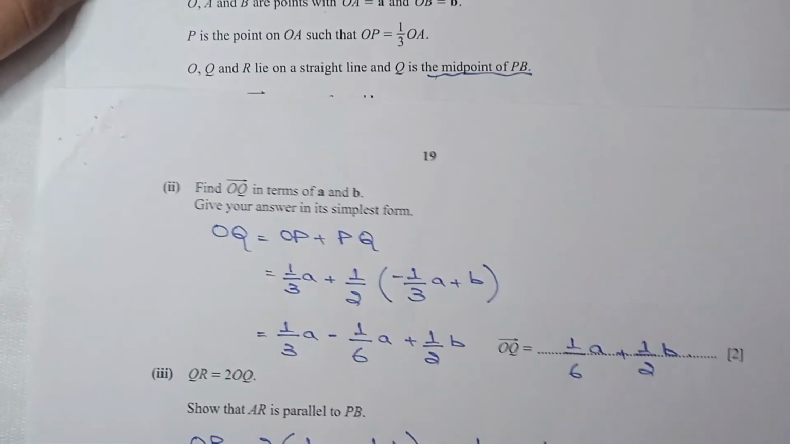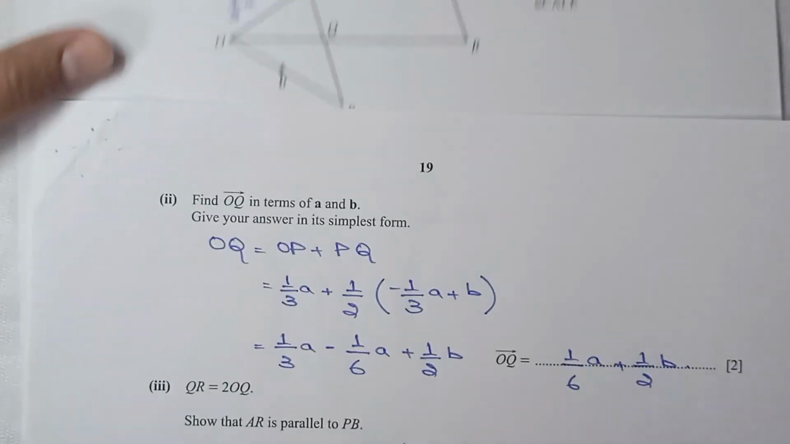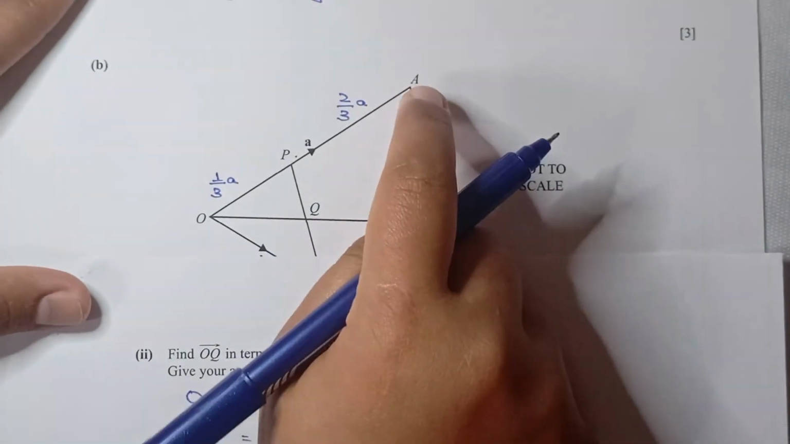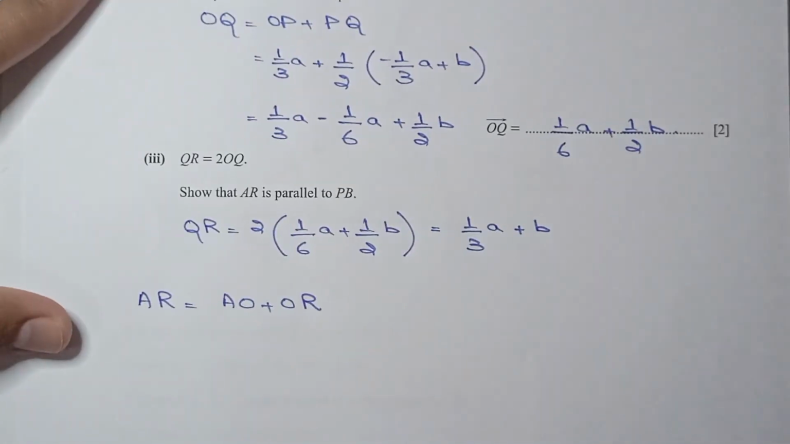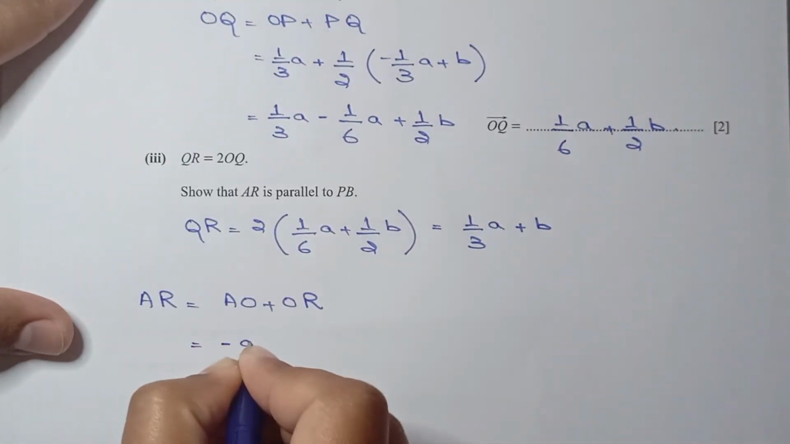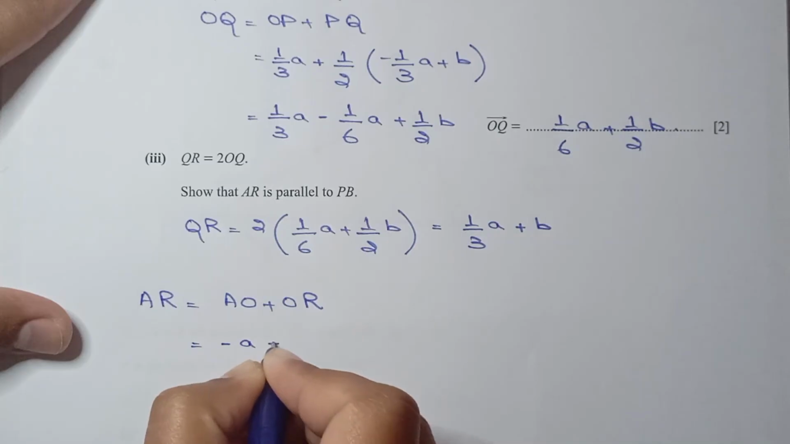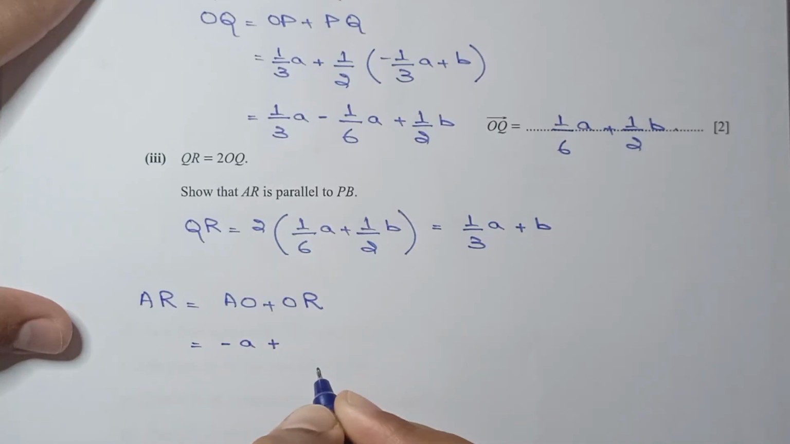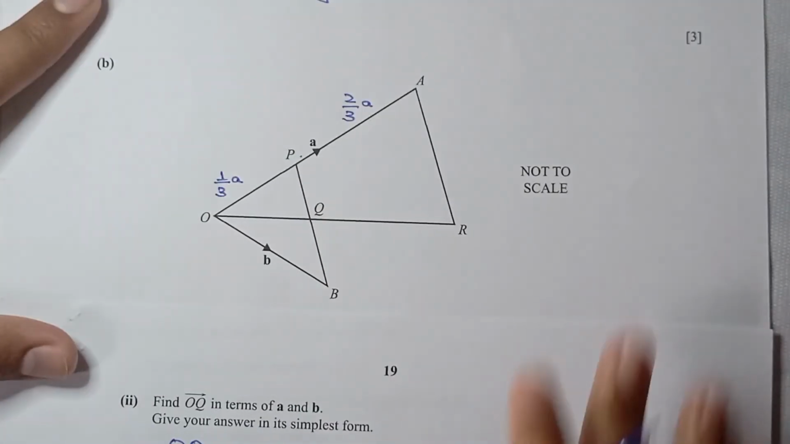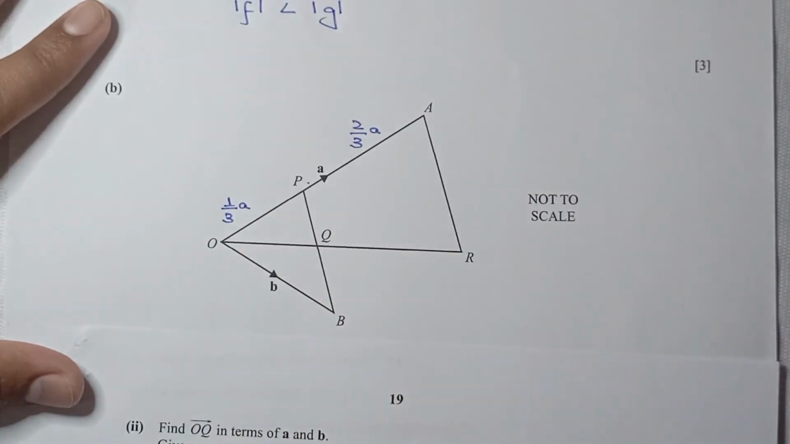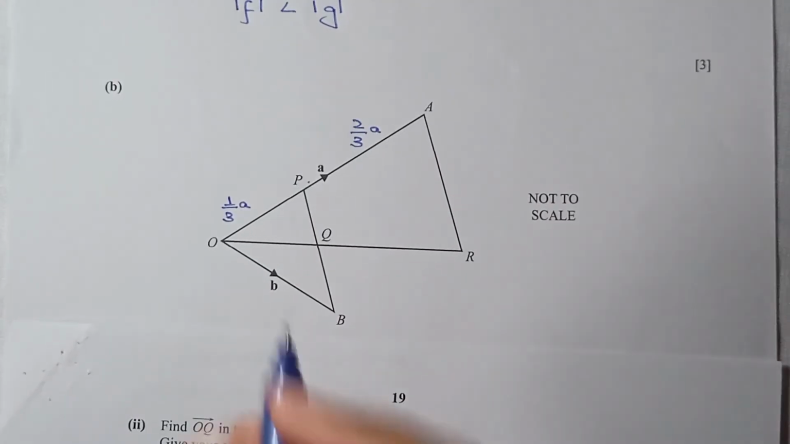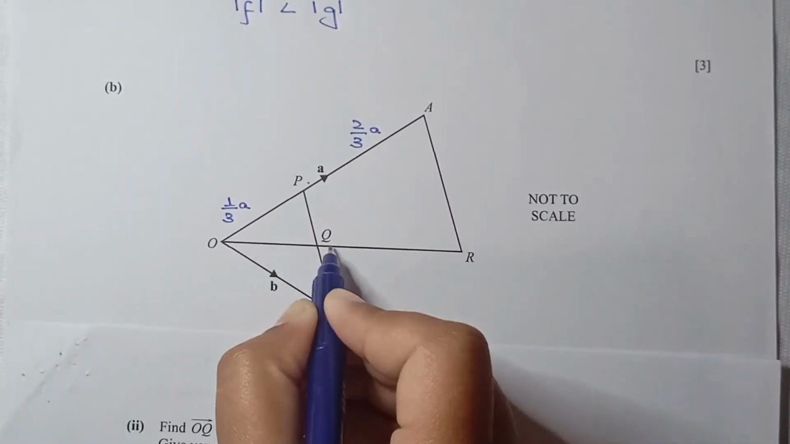So what is A to O? As we know that OA is A, so A to O would be negative of A. So this is minus A. Okay, and what is OR? O to R, as we can see, OR is OQ plus QR.